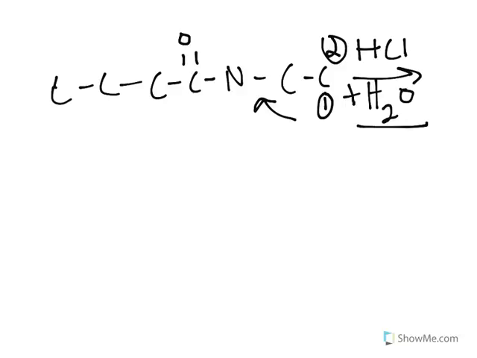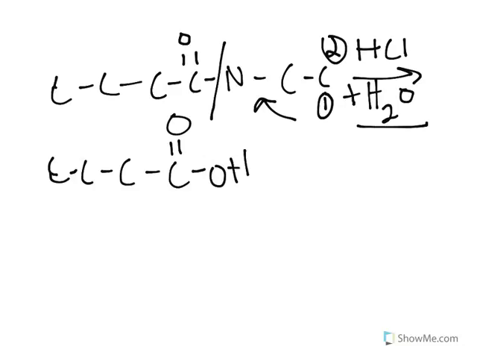So whenever you do this, you always have to break between the carbonyl group and that nitrogen. That's always your breaking point. So when we do that, we're going to add water. And your OH part of water is always going to go towards the carbonyl group. Okay. And then your leftover hydrogen is always going to go to the nitrogen.